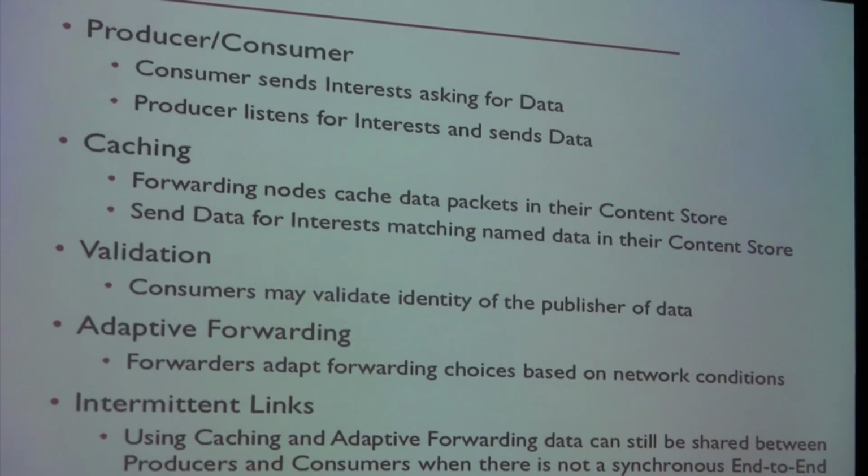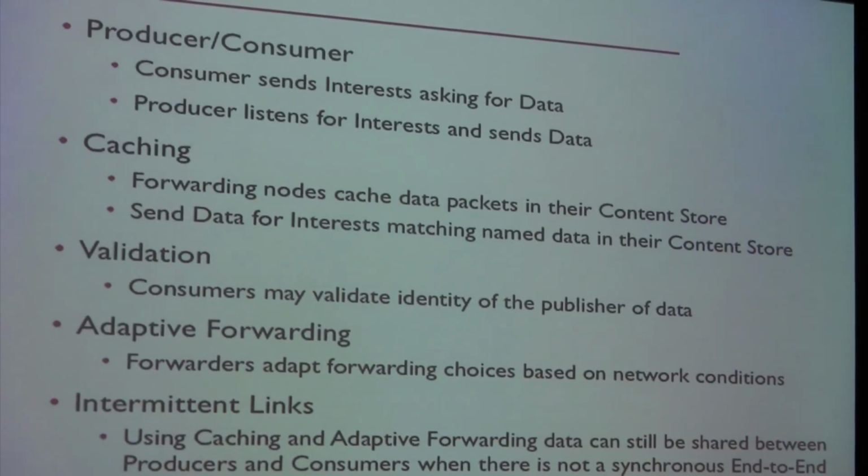Validation: consumers can validate the identity of the publisher of the data, so you know where that data is coming from based on certificates, and we'll be using that today. Adaptive forwarding: forwarders using the strategy layer can adapt their forwarding choices based on their current network conditions.